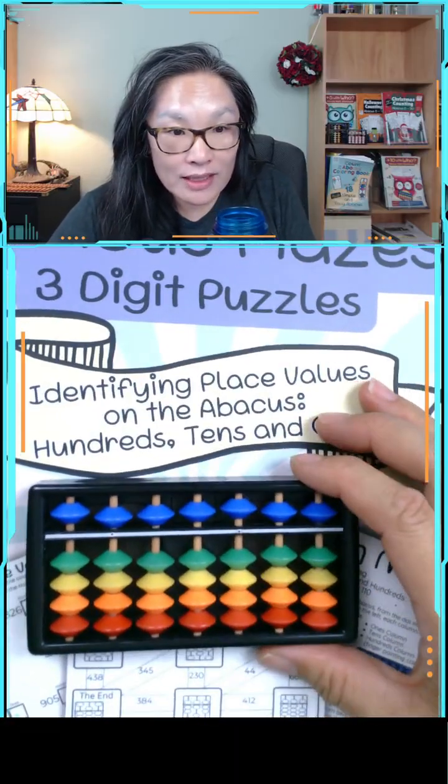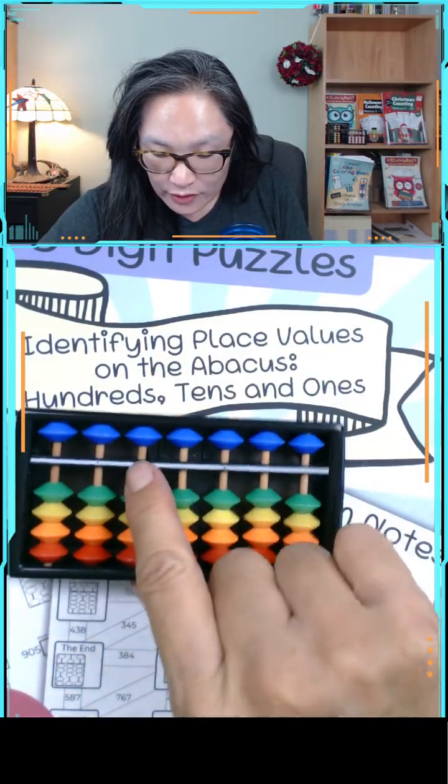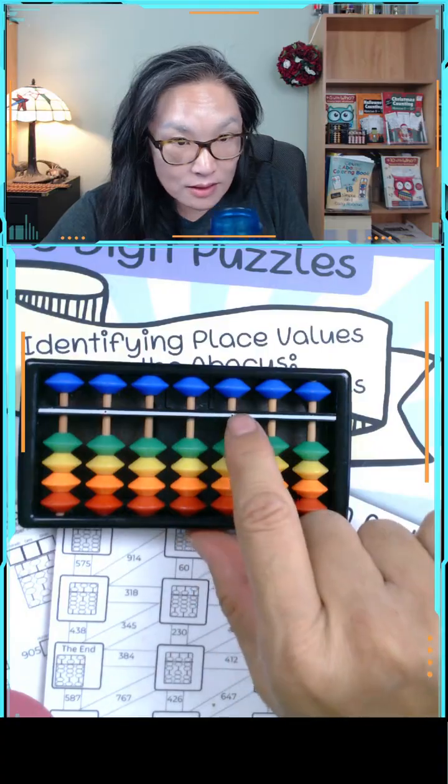We are going to be doing the hundreds, the tens, and the ones. So on this abacus, we'll do hundreds. This is the hundreds. This is the tens. This is the ones. That's what we're going to do.